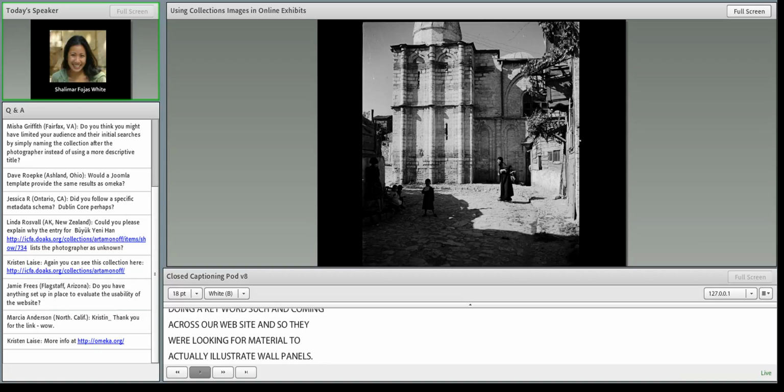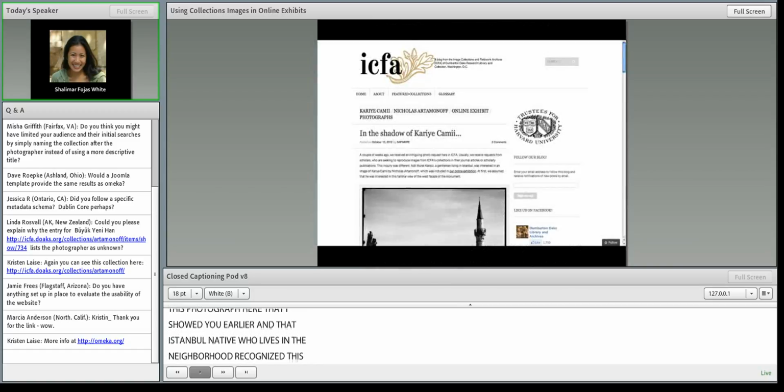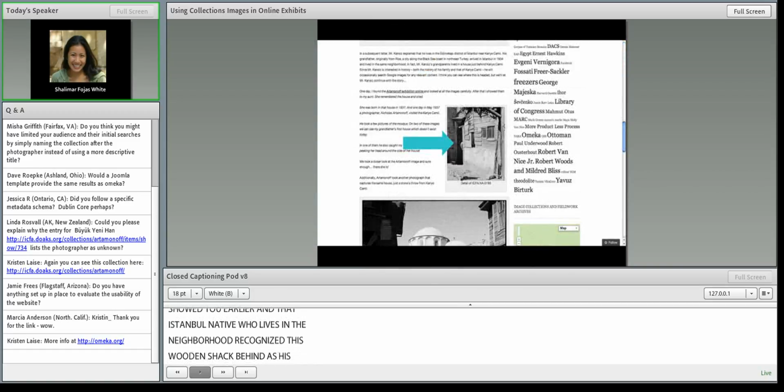But so far, I think definitely our favorite has been this Istanbul native who still lives in the neighborhood beyond Karajami. So I'm reprising this photograph that I showed you earlier. That Istanbul native recognized this wooden shack behind Karajami as his grandparents' house, and even his father's aunt in the image. So this is something that we had to blog about for sure. I'm showing you our departmental blog, and this is the blog post where we highlighted this particular person. And this is another way that you can do outreach: even if your project isn't completed, we were constantly posting about our progress on the blog.